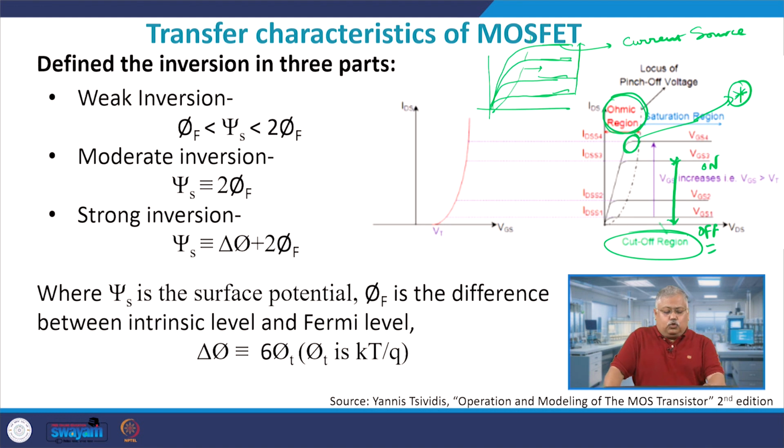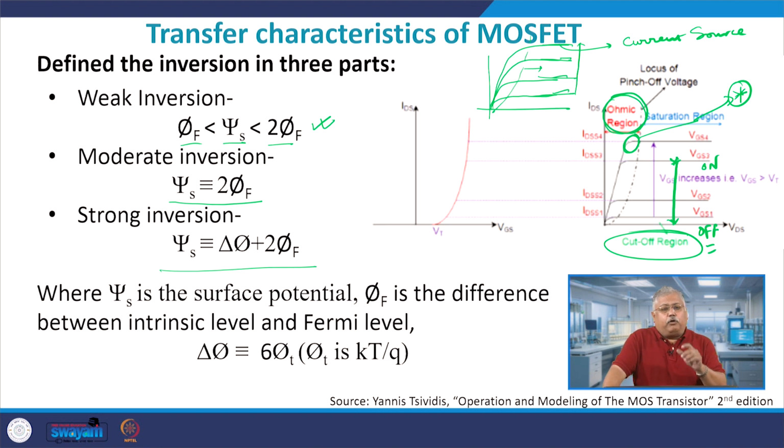So, let us quickly go through this concept of inversion in 3 parts. The inversion in the first part is weak inversion, when your psi s is between phi f and 2 phi f, which we have already defined earlier. We have a moderate inversion when psi s equals 2 phi f, and we have strong inversion when psi s is slightly larger than the 2 phi f value, right.